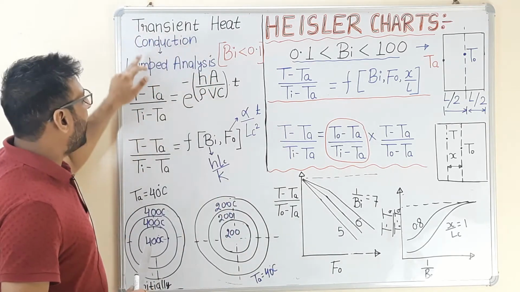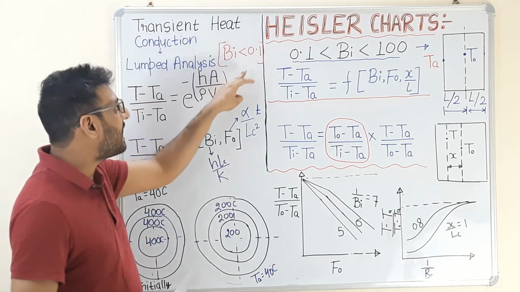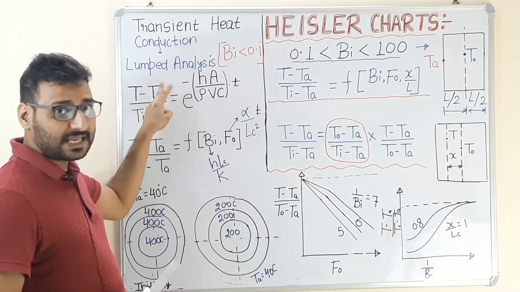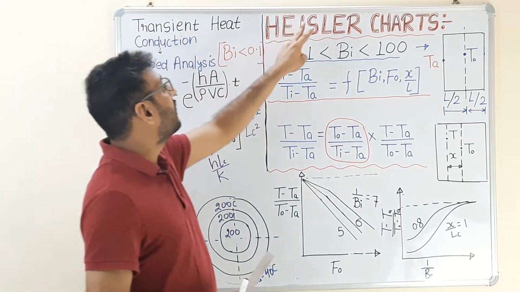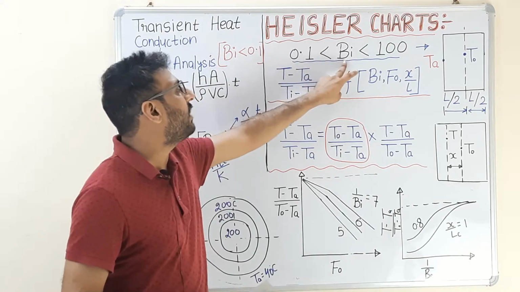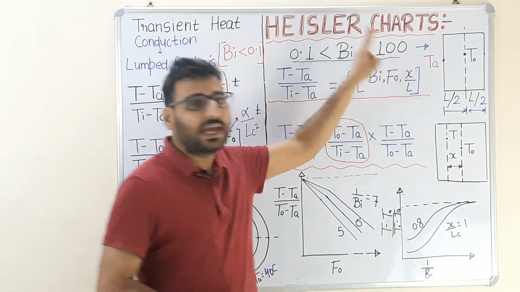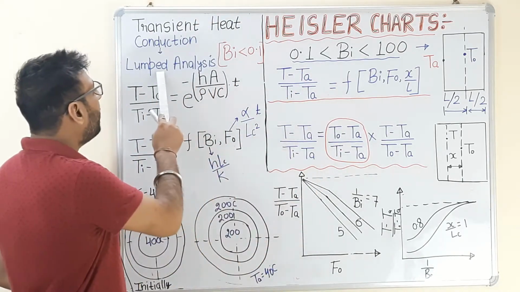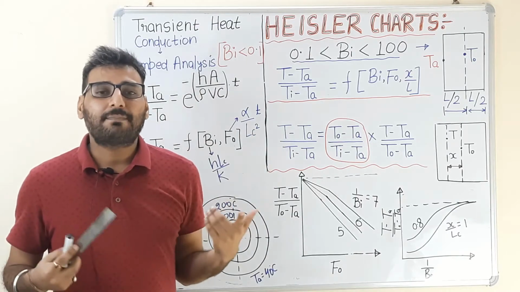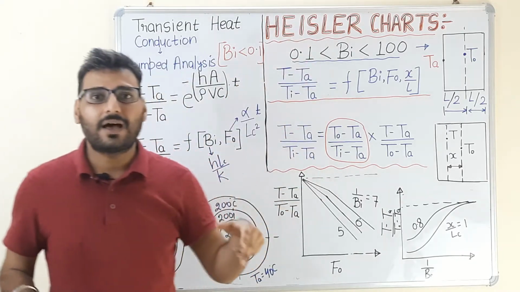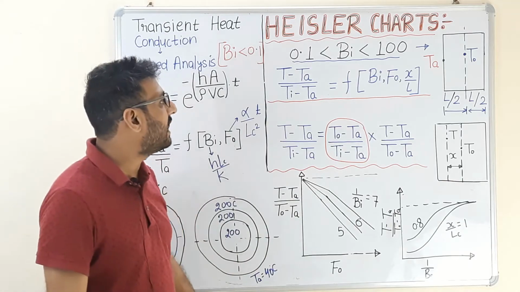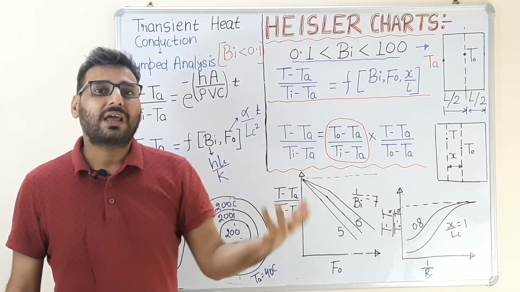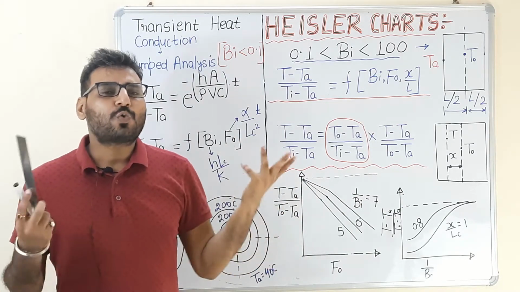When the Biot number is less than 0.1 under transient heat conduction, we use lumped analysis, and when the Biot number varies between 0.1 and 100 in transient heat conduction, we use Hassler chart. Lumped analysis is an analytic method. Hassler chart is a graphical method, and when the Biot number is greater than 100, then we use numerical methods to solve the problem. So what is the problem?